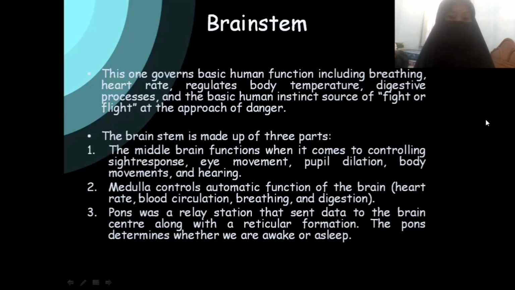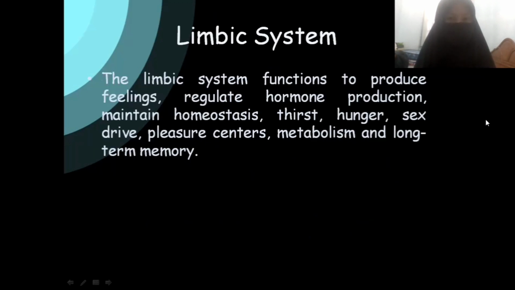The brainstem is made up of 3 parts. The midbrain functions when it comes to controlling sight response, eye movement, pupil dilation, body movements, and hearing. The medulla controls automatic functions of the brain, such as heart rate, blood circulation, breathing, and digestion. The pons is a relay station that sends data to the brain center along with the reticular formation. The pons determines whether we are awake or asleep.